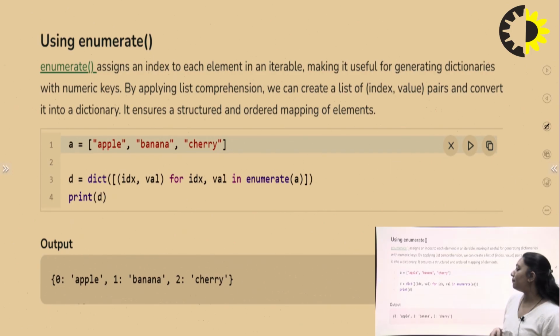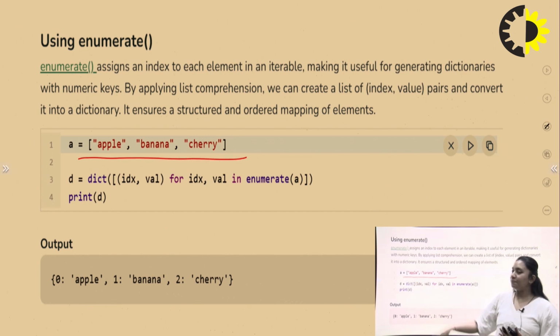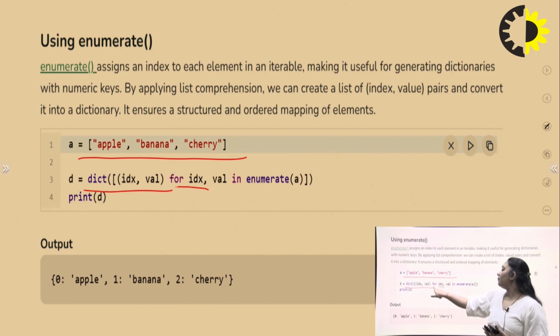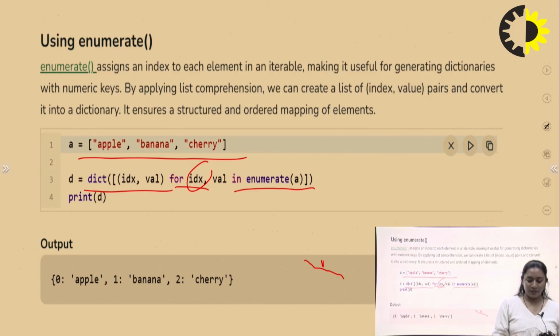Let's take an example in the form of a list. Create a variable, then simply write a for loop with for idx, value in enumerate, and then simply write print D.